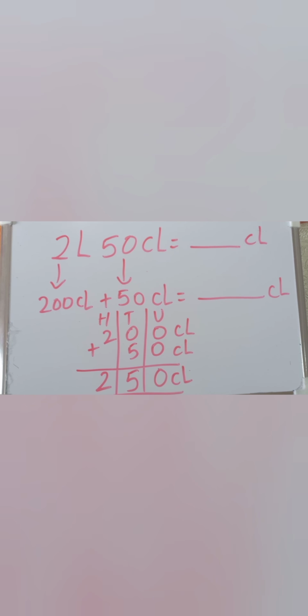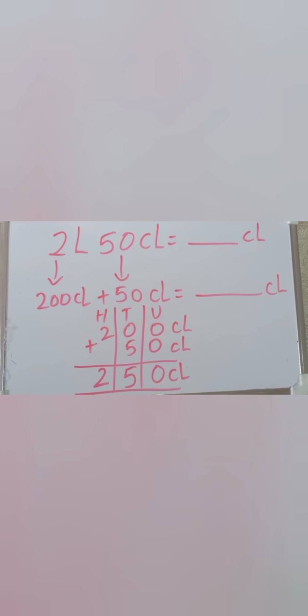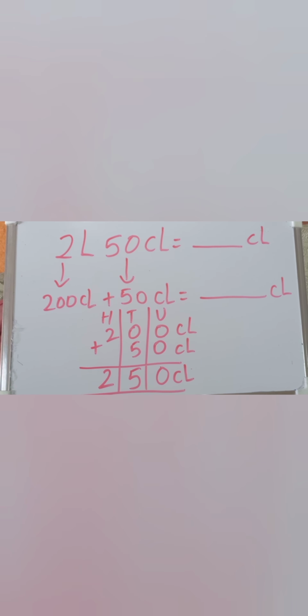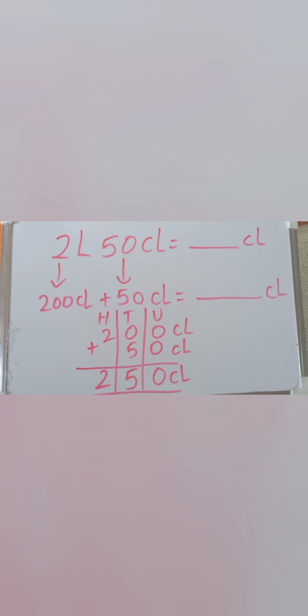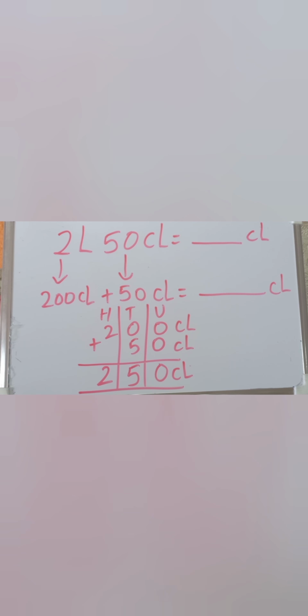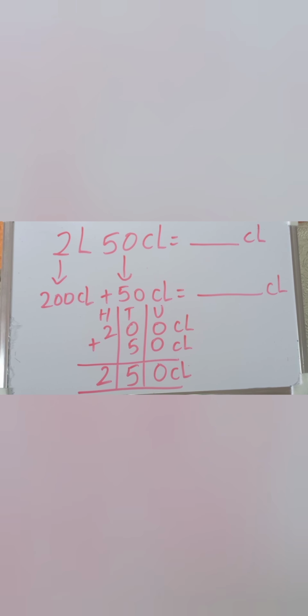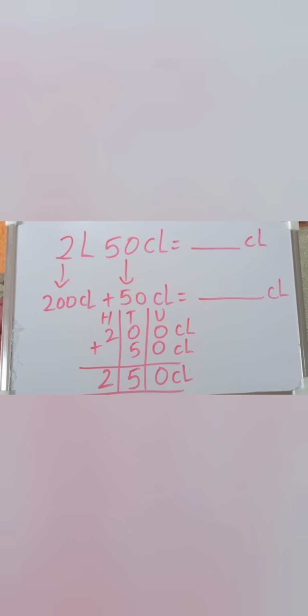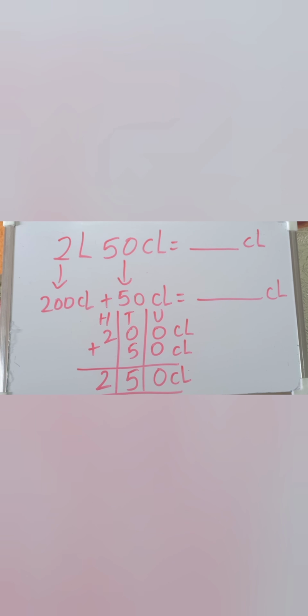So we have 2 liters 50 centiliters is equal to how many centiliters? 2 liters is 200 centiliters and 50 centiliters is 50 centiliters. Then you draw the columns, hundreds, tens, units. You add 200 with 50. 200 plus 50 is equal to 250 centiliters. Let us try to work out the exercises now.